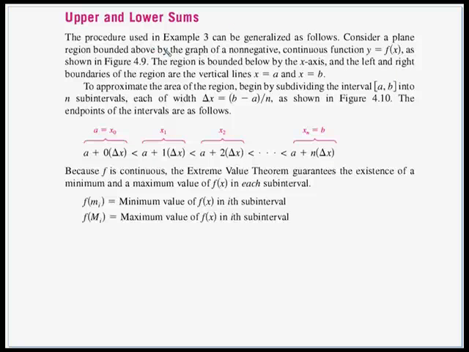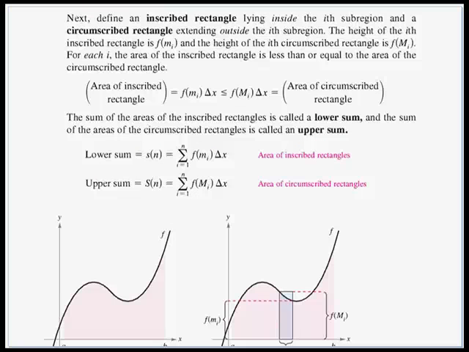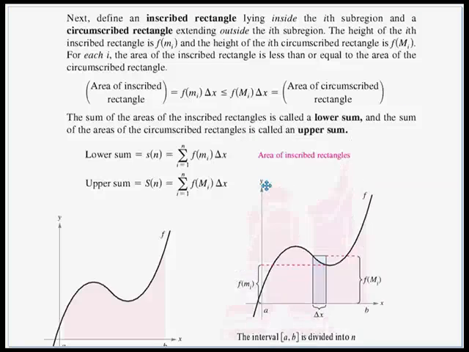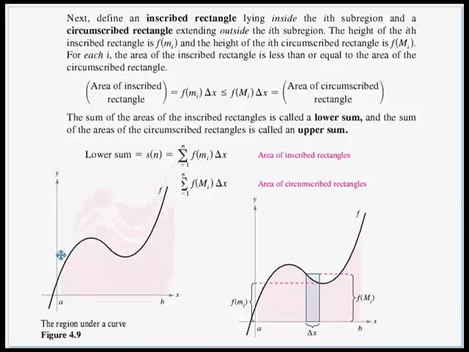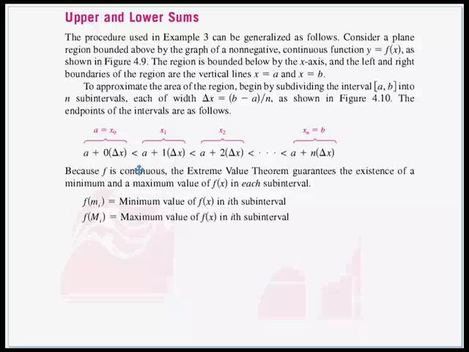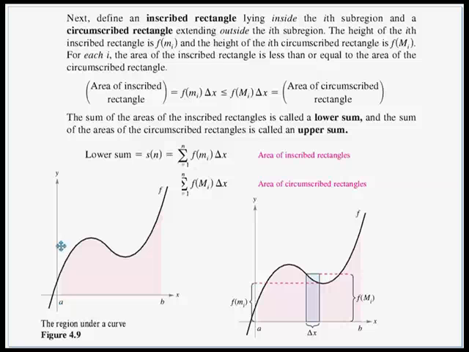So the procedure used in example 3 can be generalized as follows. Consider a plane region bounded above by the graph of a non-negative continuous function, y equals f of x, as shown in figure 4.9. So we have an area under a curve. The region is bounded below by the x-axis, and the left and right boundaries of the region are the vertical lines x is a and x is b. So here's x is a, our left boundary, x is b, our right boundary.